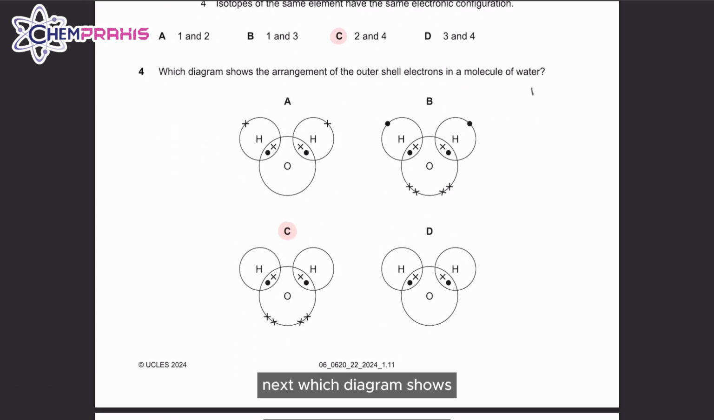Next, which diagram shows the arrangement of the outer shell electrons in a molecule of water? The diagram shown in C is the correct arrangement of the outer shell electrons in a molecule of water.